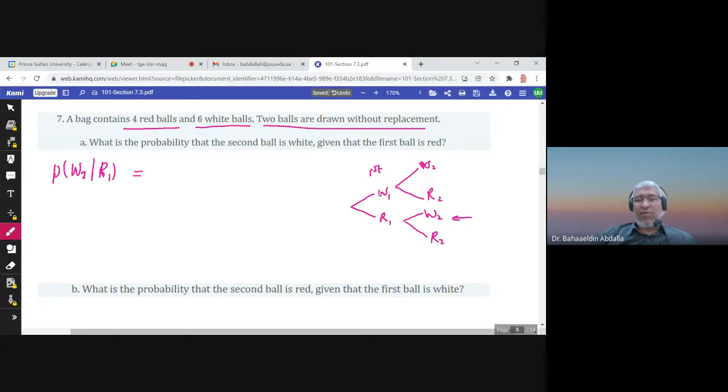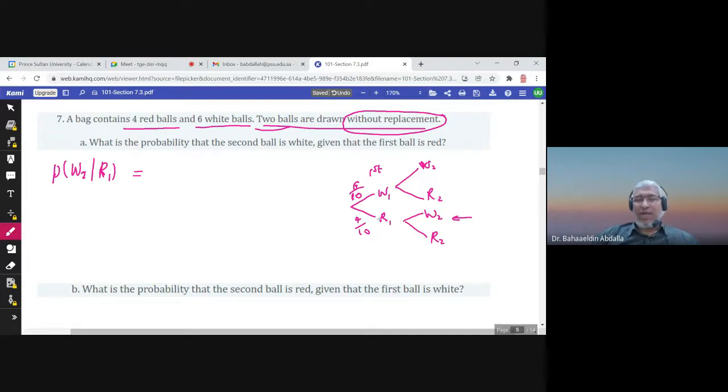Okay, what is the probability that the first ball is white? How many white balls? 6. What is the probability that the first ball is red? How many red balls? 4. So probability that the first is red, 4 over 10. Probability that the first is white, 6 over 10. Notice that we are selecting 2 balls. Now, is it with replacement or without replacement? Without replacement. What is the meaning of without replacement? The ball we selected in the first draw, we will not put it back with the balls.